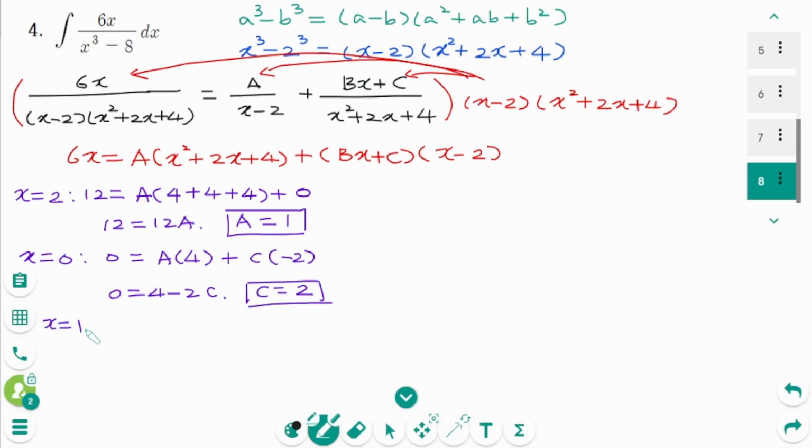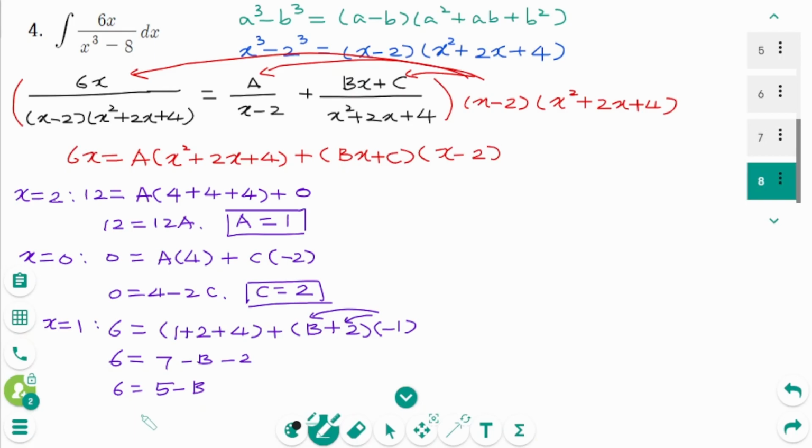To solve for b, if x is 1, then 6 times 1 is 6, equals a, which is 1, times 1 squared plus 2 times 1 plus 4, plus b times 1 is b, plus c, which is 2, times 1 minus 2 is minus 1. Then 6 equals 7 minus b minus 2. Then 6 equals 5 minus b. Then b equals minus 1.